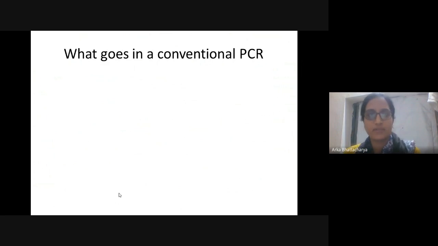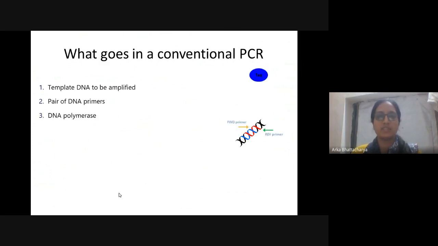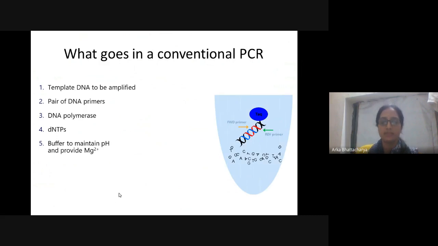So what goes in conventional PCR? We have a template DNA, a pair of DNA primers, DNA polymerase, dNTPs, and a buffer which helps in maintaining the pH and provides magnesium. So what does this magnesium do? This magnesium helps in the binding of the dNTP hydroxy part. It helps in making the phosphodiester bond between primers as well as these dNTPs.